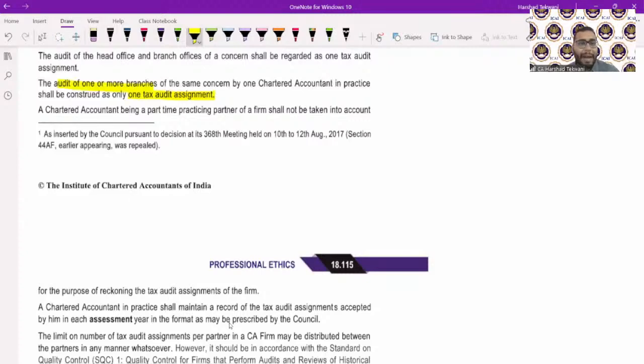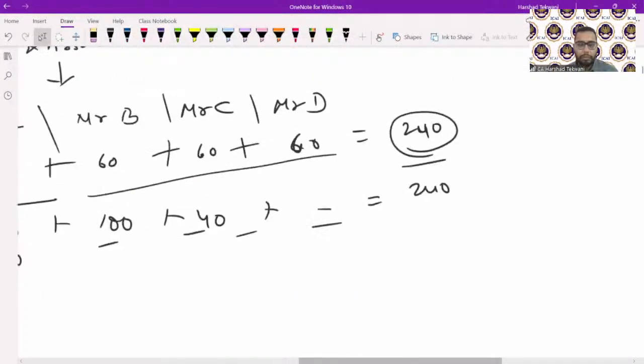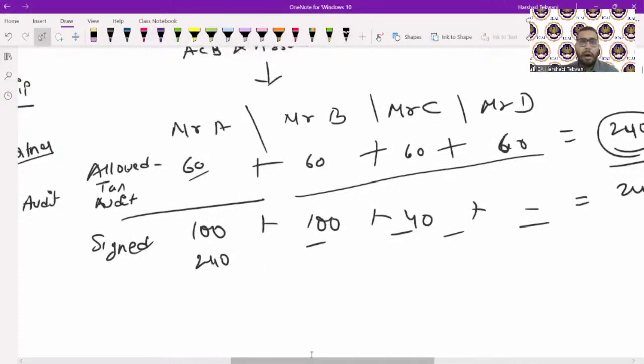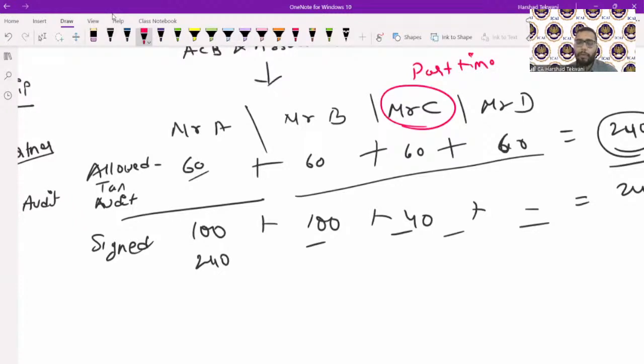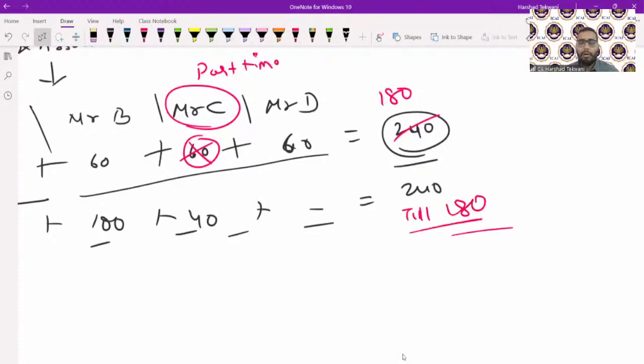Now, if it is a CA in part-time practice, then that partner will not be counted. The partner of the firm shall not be counted for the purpose of tax audit assignment. So, for example, in our scenario, Mr. C was part-time in practice. So his limit of 60 will not be counted, and the revised limit allowed for the firm was only 180, and accordingly they can sign till 180. I hope it is clear. Any doubt? Any doubt, guys?